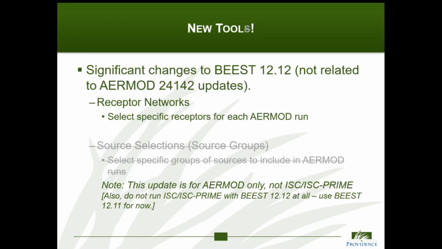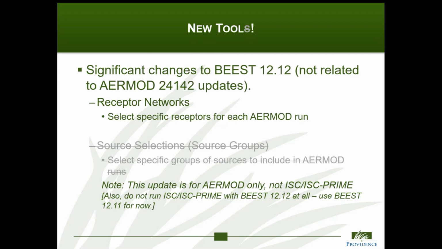Okay, there were some significant structural changes to BEAST 12.12 that have nothing to do with the updates to AERMOD 24142 and the other AERMOD components. Those things were incorporated just fine. They weren't really a big problem. There were some other BEAST enhancements that, like James talked about, the measuring lines on screen and updating the way we input area source information and a few other things. Those all went very smoothly. But the big change we have is what we're calling receptor networks.